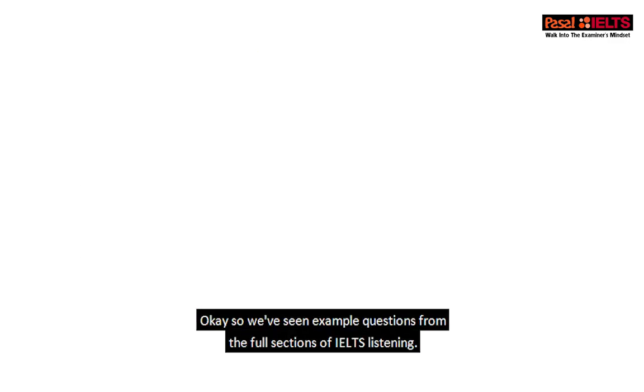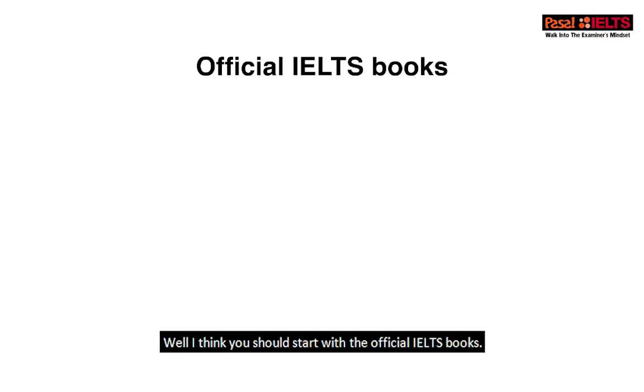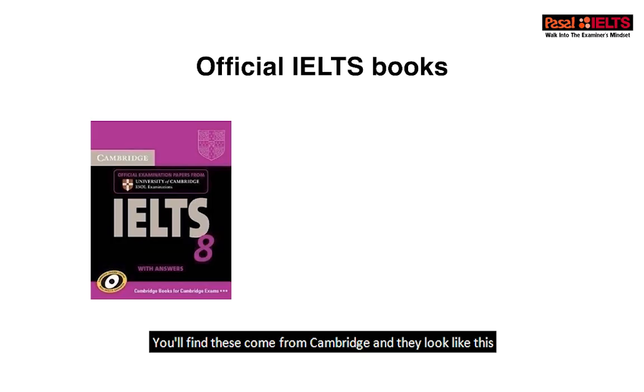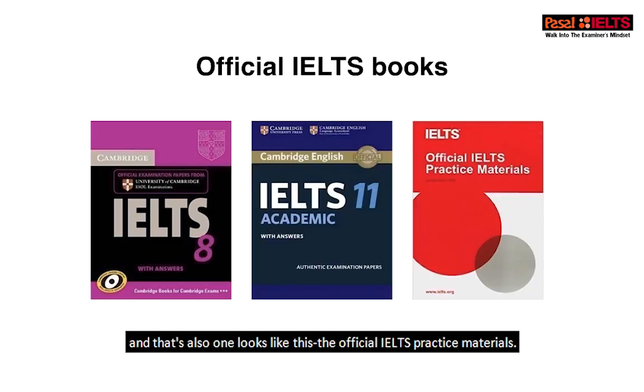Okay, so we've seen example questions from the 4 sections of IELTS listening. And now, as I said at the beginning, it's your job to do lots of practice. So where can you get listening practice from? Well, I think you should start with the official IELTS books. You'll find these come from Cambridge and they look like this or like this. And there's also one that looks like this, the official IELTS practice materials. There are 11 up to now, there'll be more in future, 11 of the Cambridge IELTS books, and there are 2 of these official IELTS practice materials. That should give you plenty of listening practice to get on with.